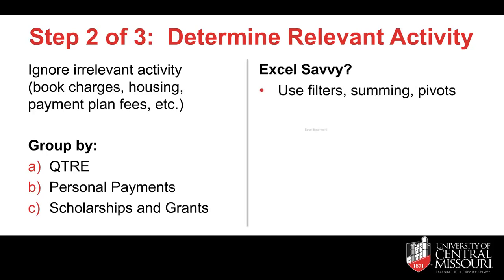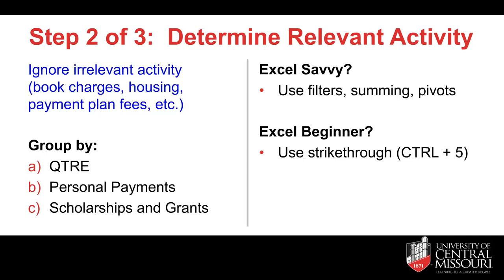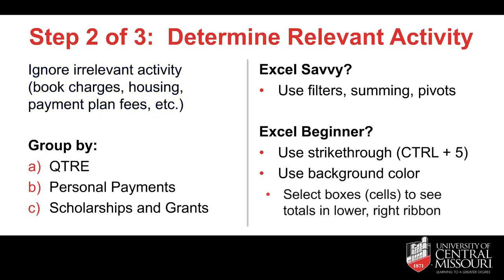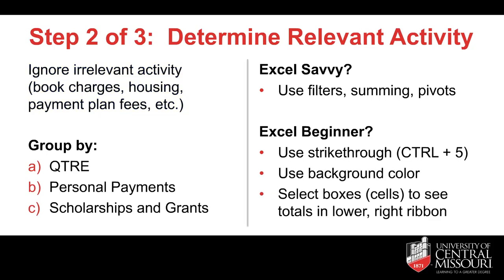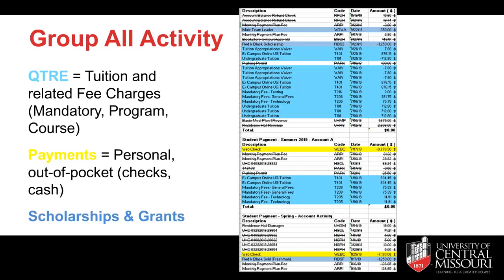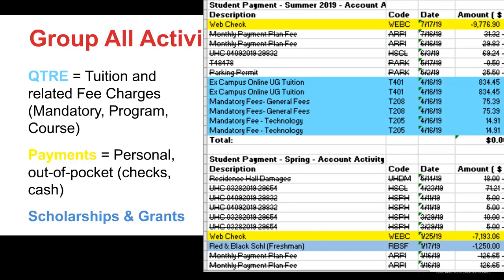Experienced Excel users can filter by codes beginning with T, PF, CF, and the code WAIV to identify QTRE charges. The upcoming examples are directed toward Excel beginners. In the example, strike-through was used to mark out irrelevant activity. In the enlarged portion of the example, turquoise highlight identifies QTRE charges, yellow highlight identifies personal payments, and dark blue highlight indicates the scholarships and grants category.